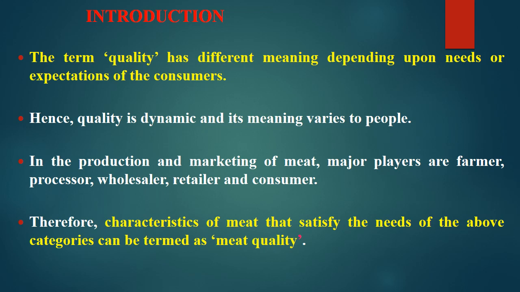So in the production and marketing of meat, major players are farmer, processor, wholesaler, retailer and consumer. So sometimes we can say meat value chain. In this, 4-5 different players are important: the producer or farmer, and then next stage there is processing, and then wholesale marketing, retail marketing, and finally the consumers. So the characteristics of meat that satisfy the needs of the above categories can be termed as meat quality. So meat quality has different meaning to different players in the meat value chain.